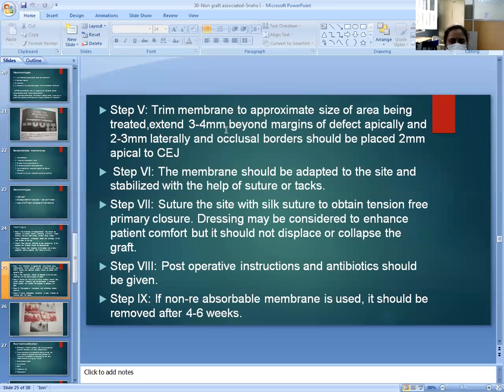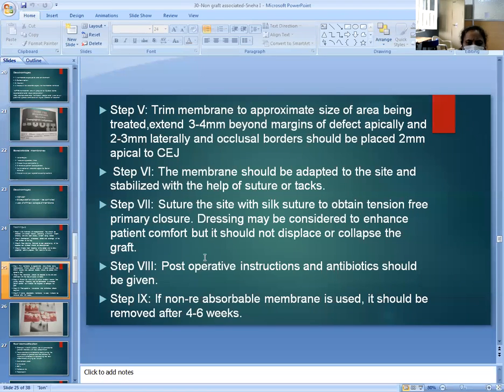It should extend slightly apical, 2 mm apical to the defect, and laterally also. It should cover the complete defect properly. Then the membrane should be adapted to the site and stabilized with the help of suture or tacks. Then suture the site with silk suture or any kind of resorbable suture.